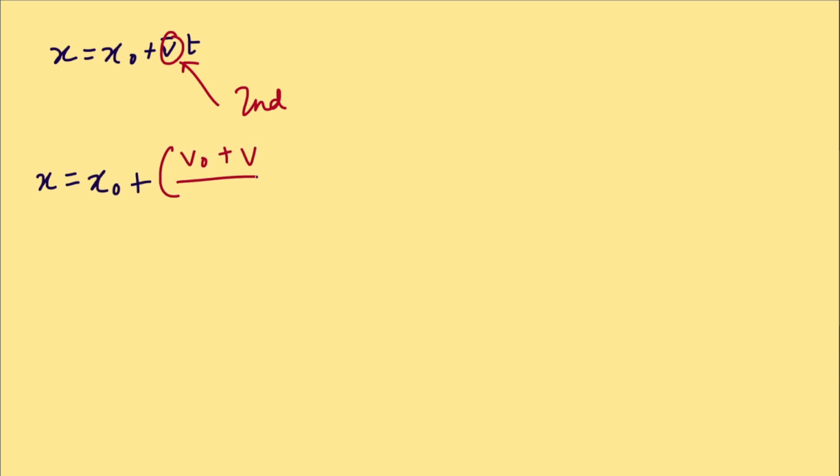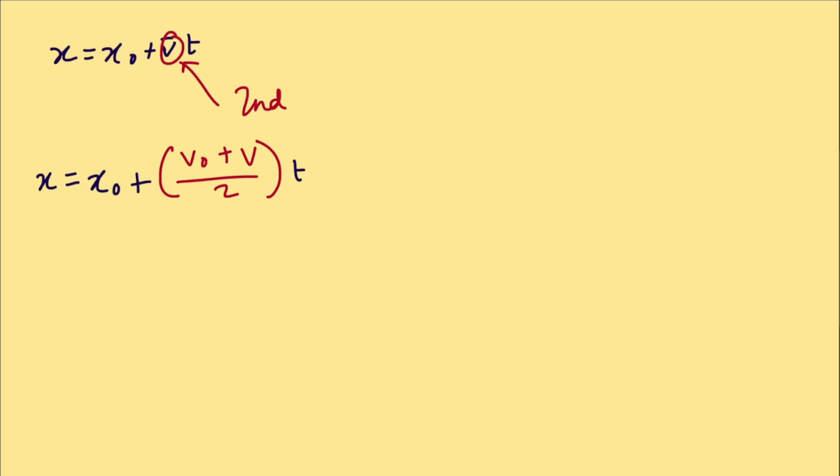Now let's take this equation for x. Here we can plug in the second kinematic equation. So let's do that. We get x equals x0 plus (v0 plus v over 2) times t. Now how's this going to help us solve stuff when t is unknown? t is still in the equation.